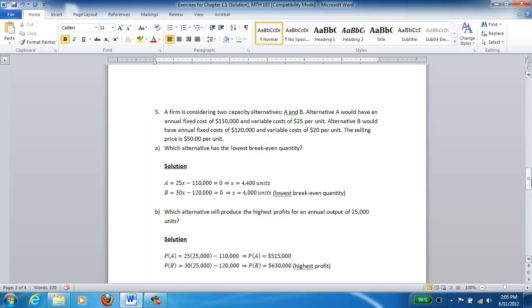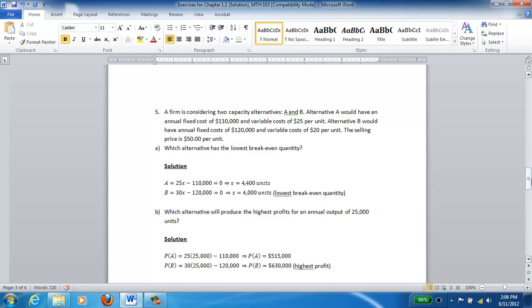In order to solve this problem, we must consider both profit functions for alternative A and for alternative B. Alternative A gives us a profit function of 25x minus 110,000, and B gives us 30x minus 120,000. Setting each of them equal to 0 will give us each of the break-even points. For alternative A, 4,400 units, and for alternative B, 4,000 units. 4,000 units is obviously the lowest break-even point, so alternative B would be our choice here.